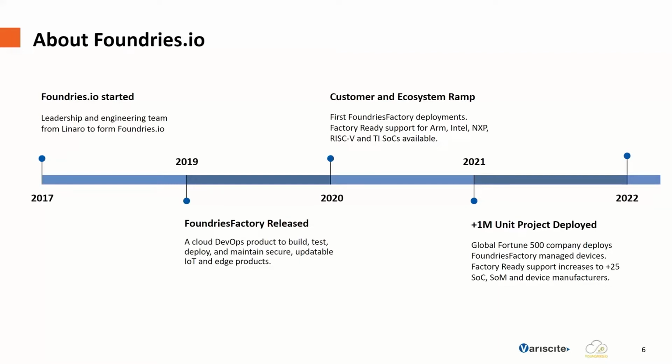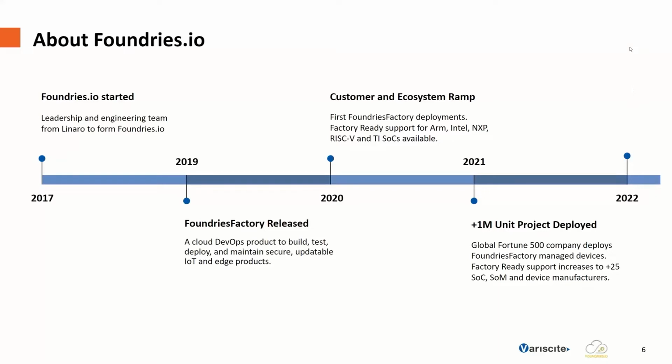So, making sure we have templates available for all the common ARM processors and Intel machines out there, RISC-V, all the different SoCs available. From 2020 to 2021, obviously the world changed a little bit, and everybody needed distributed development software tools, and we kind of started to take off. We have a 1 million unit project deployed. Global Fortune 500 companies are deploying on Foundries Factory, managing their devices, and we have over 25 SoCs or SOMs from different device manufacturers ready to go in a turnkey manner.